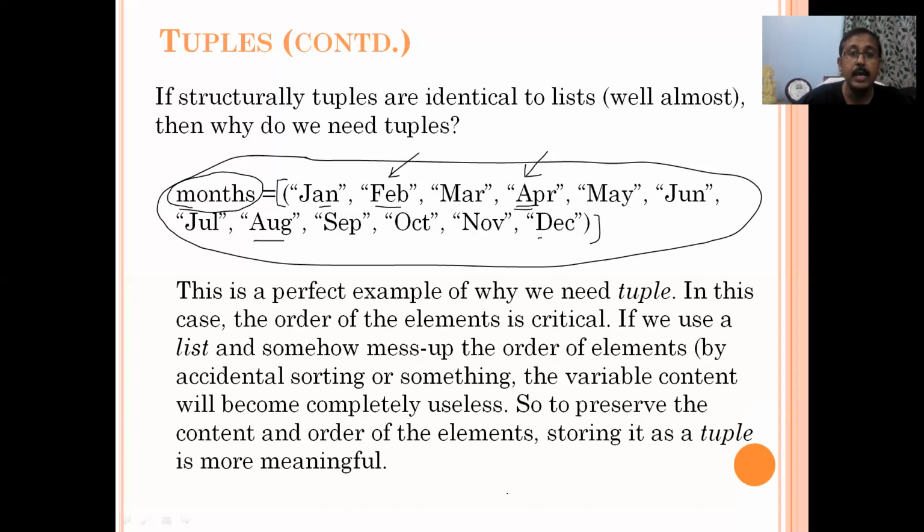So that's why, in order to prevent such accidental or unknowing manipulation being done on the values of the elements of a particular variable, where the values should be preserved as well as the ordering should be preserved, in that case we use a tuple instead of a list, right? So I hope you understand why tuple is an important data type in Python.